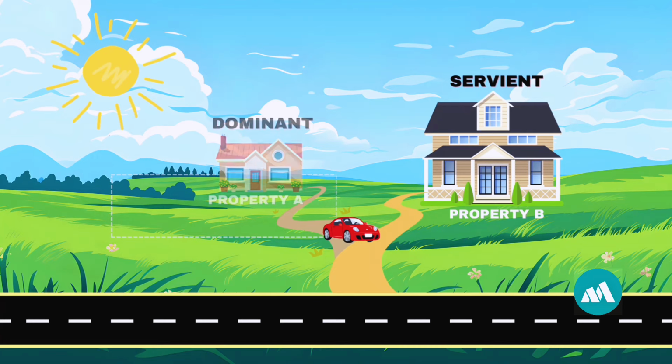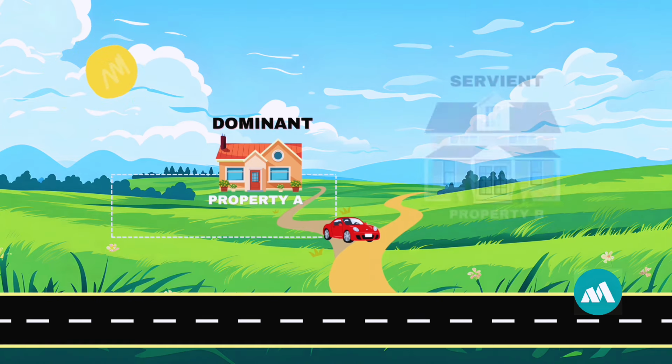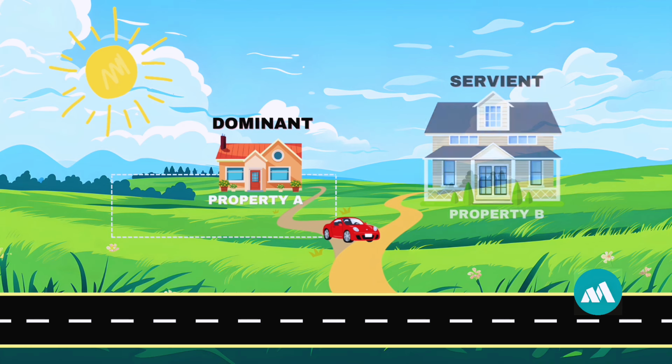In this scenario, property A relies on property B to provide access to the road. Property A is the dominant property because it holds the easement right to use the driveway. Property B, on the other hand, is the servient property because it must allow this use. It's essential to know who maintains the driveway and how it's used.